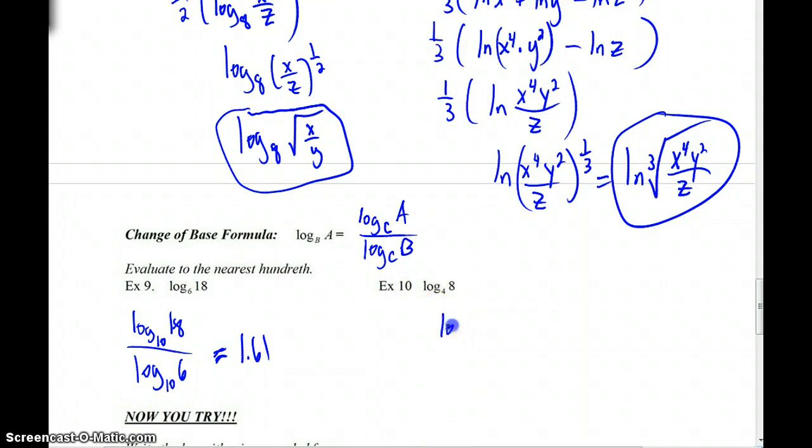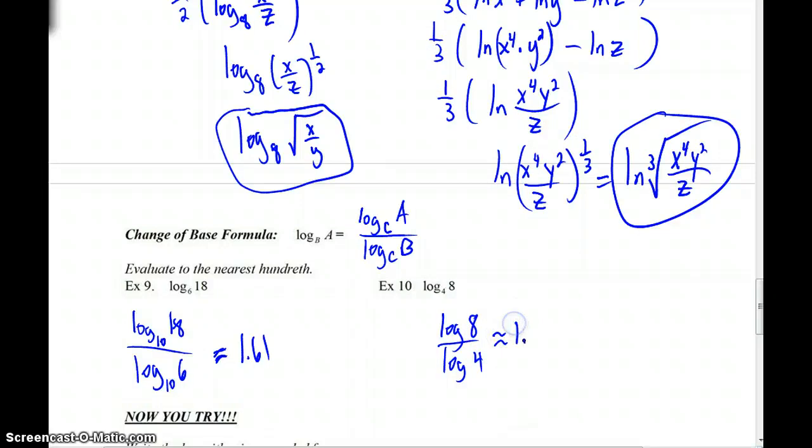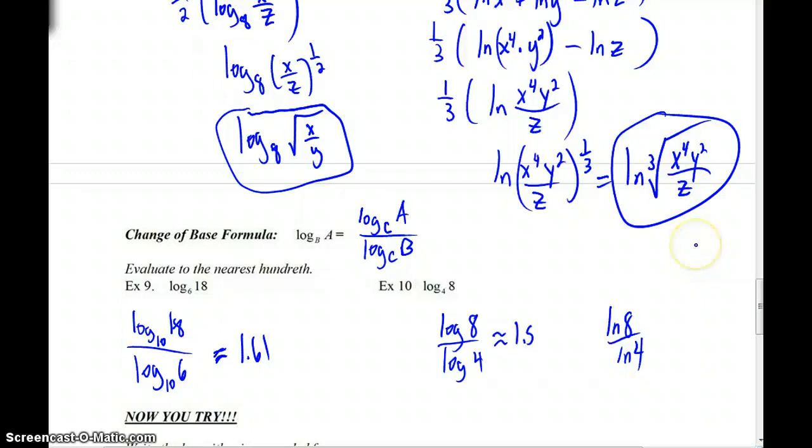For number 10, we could write this as log, understood base 10 of 8, divided by the log base 10 of 4. Type this out, log of 8, parentheses, divided by log of 4. Look at that, you get 1.5. Now, like we just said, you could have written this as the natural log of 8 divided by the natural log of 4. Quickly type that in. You will see that you get exactly the same answer. So either use the common log, the base 10 log, or the natural log, which of course is base e, whenever you need to approximate logs that don't have a base of 10 or a base of e.